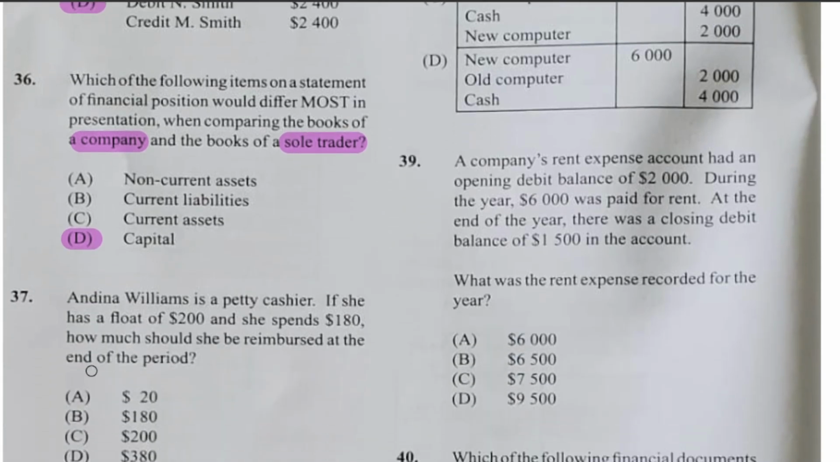37. Dina Williams is a petty cashier. If she has a float of $200 and she spends $180, how much should she be reimbursed at the end of the period? You will be reimbursed the amount that is spent, and the amount spent is $180. Right, so you reimburse that amount to keep the float at $200.